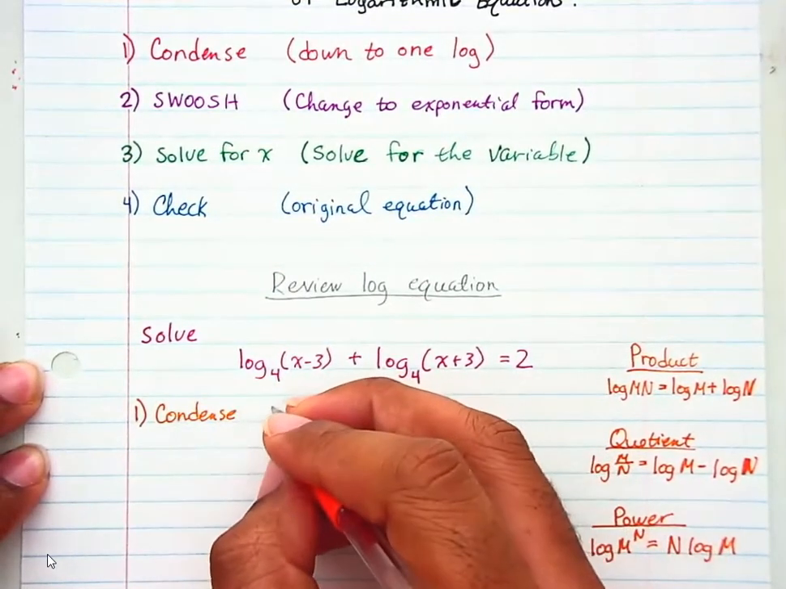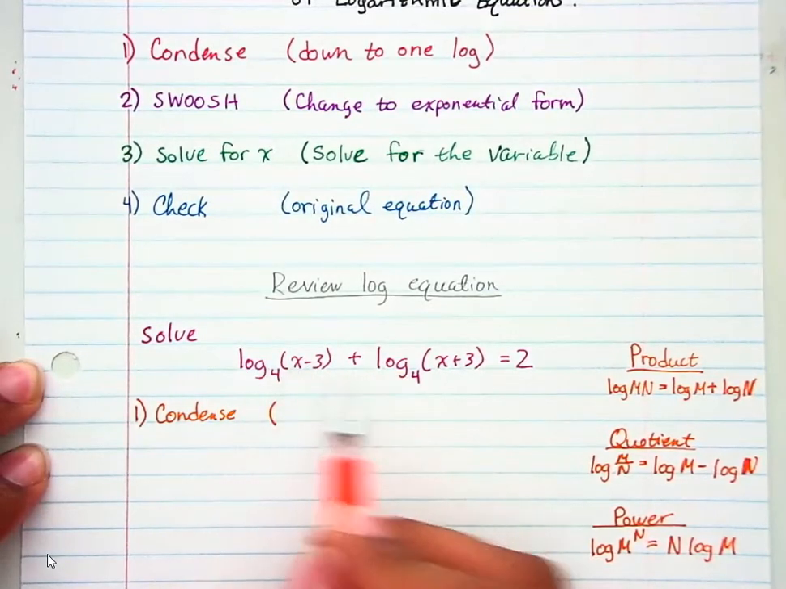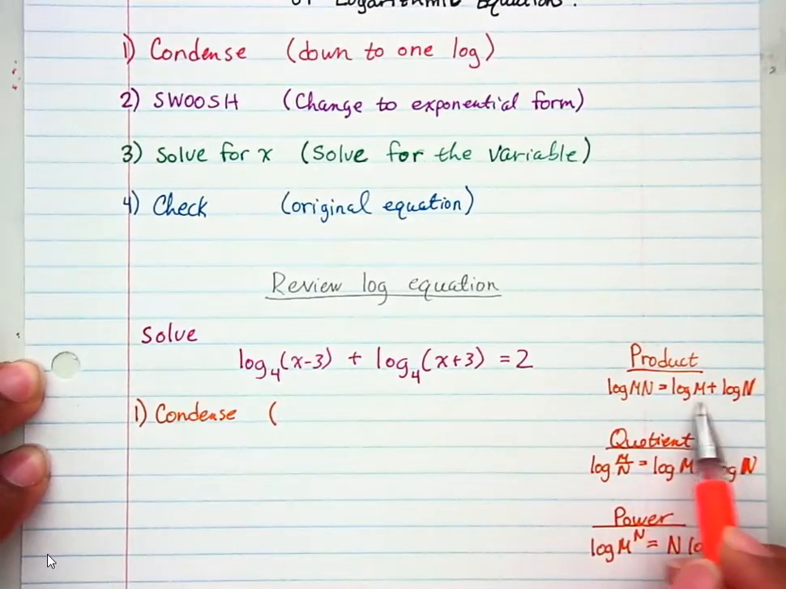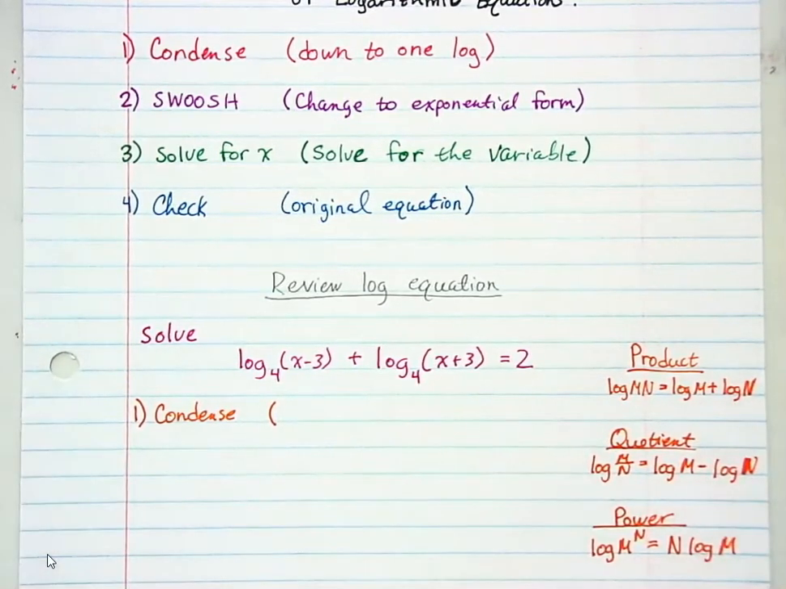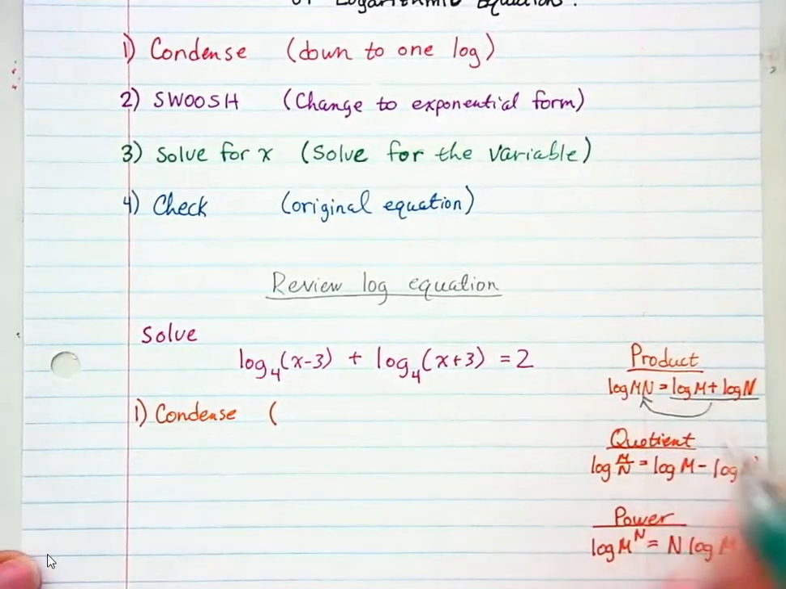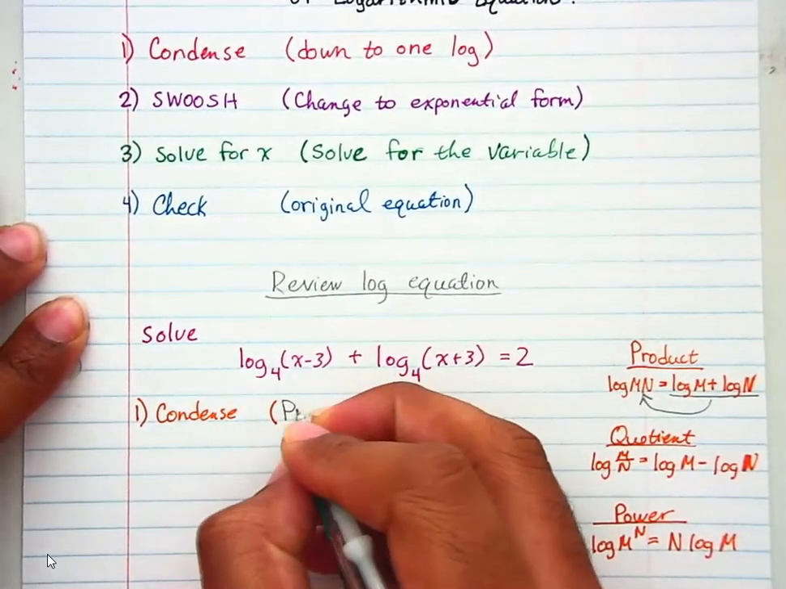Here, since there's an addition sign in the middle, and we have a log of something plus a log of something, that is your product rule. So here, we're given this side, and we need to go backwards to this side, which is our condensing part. All right, so again, it's the product rule.